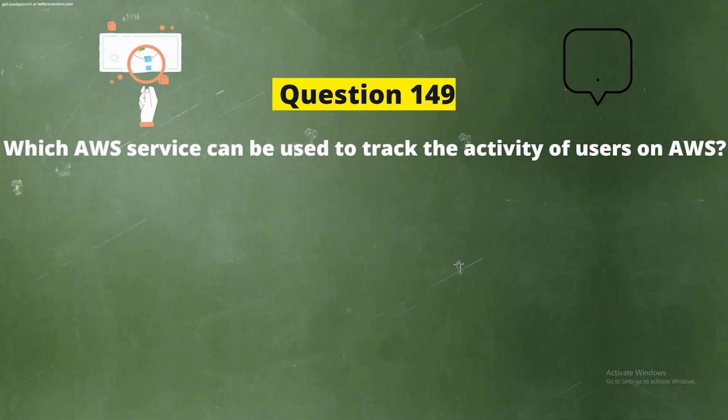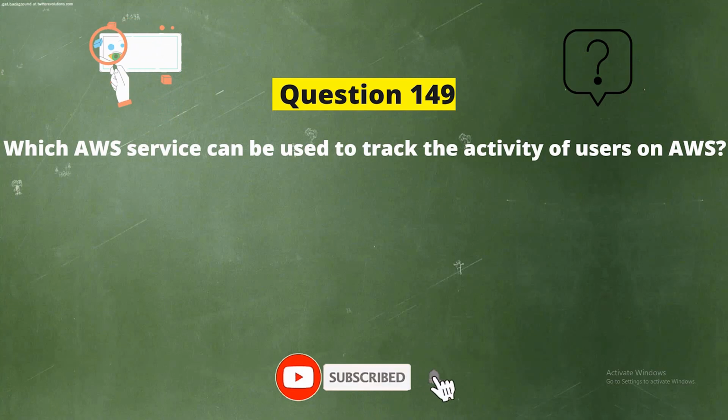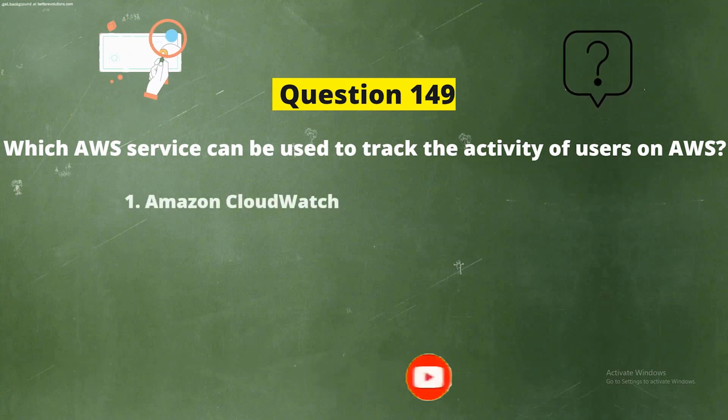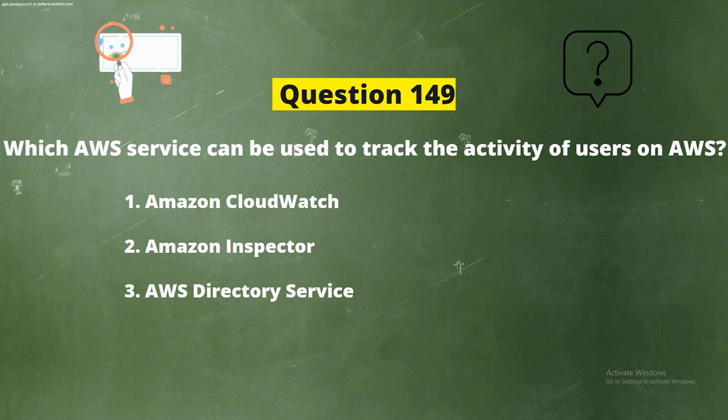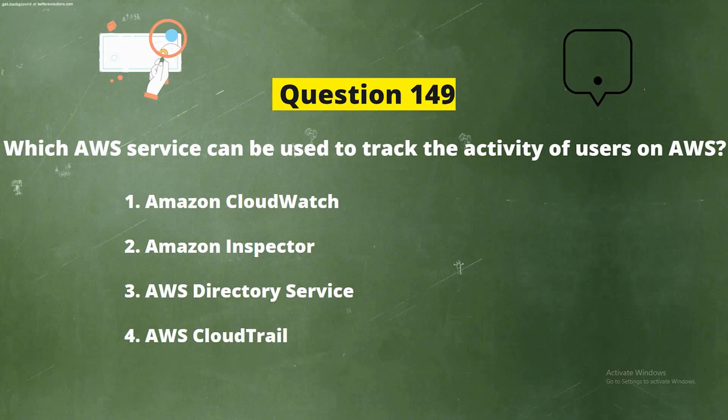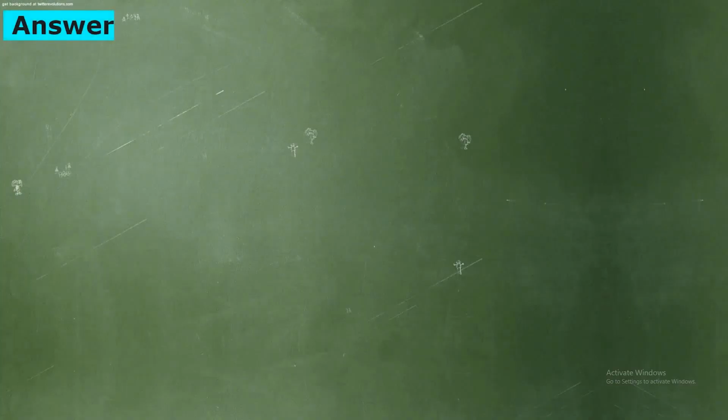Next question. Which AWS service can be used to track the activity of users on AWS? And the options are: Option 1. Amazon CloudWatch. Option 2. Amazon Inspector. Option 3. AWS Directory Service. Option 4. AWS CloudTrail. And the correct answer is Option 4.